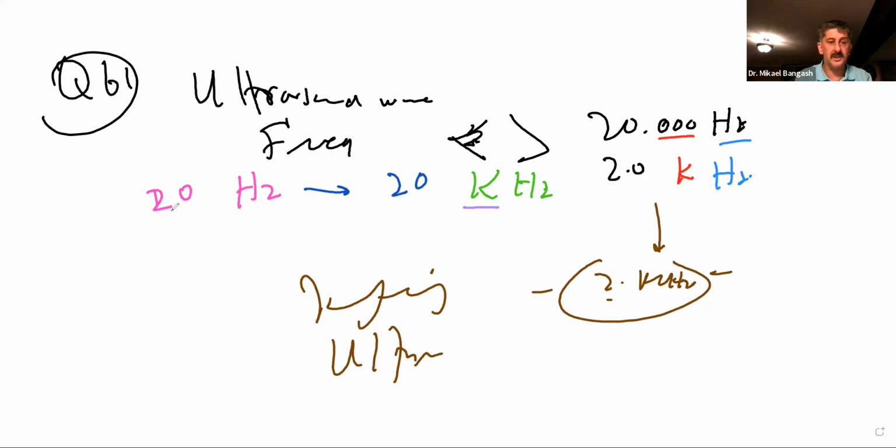Because this is just 20. Here the 20 is still 20, but then you have a kilo, which actually means 1,000. Clear? So it actually becomes 20,000 hertz, or you can just say 20 kilohertz.